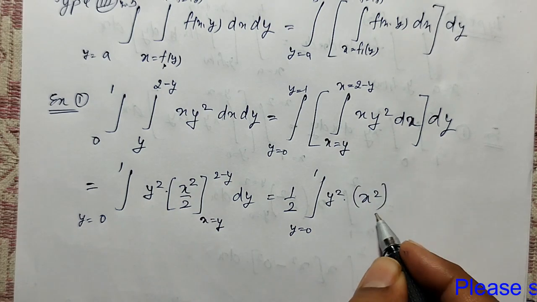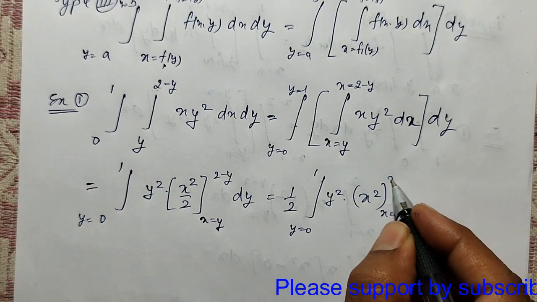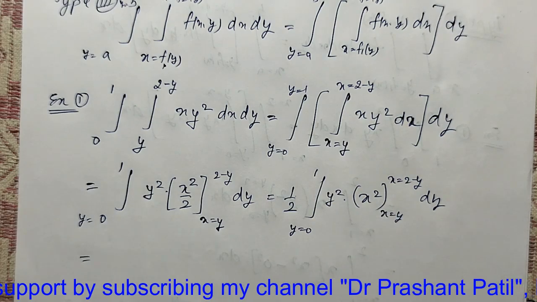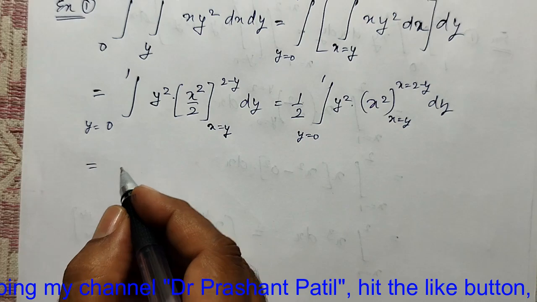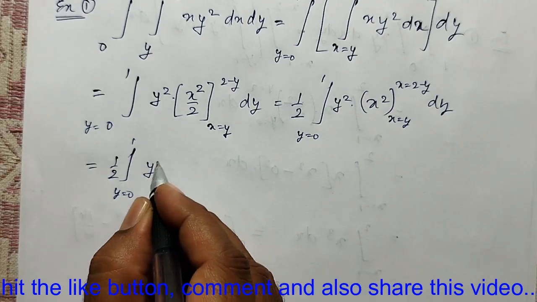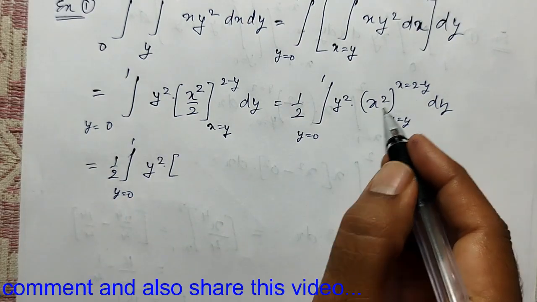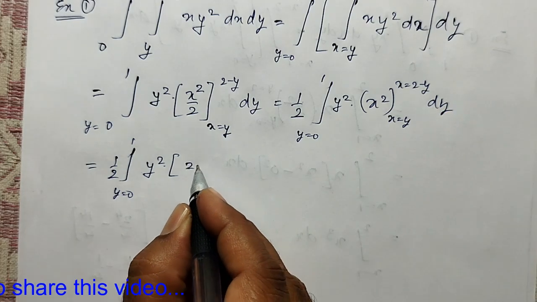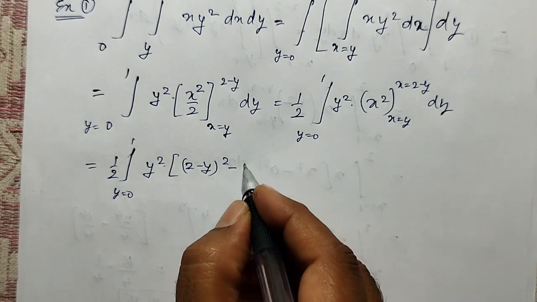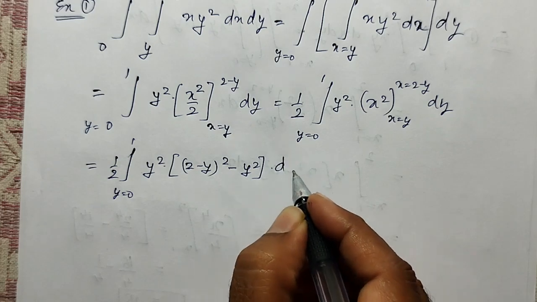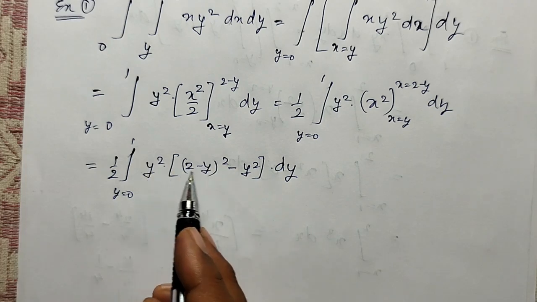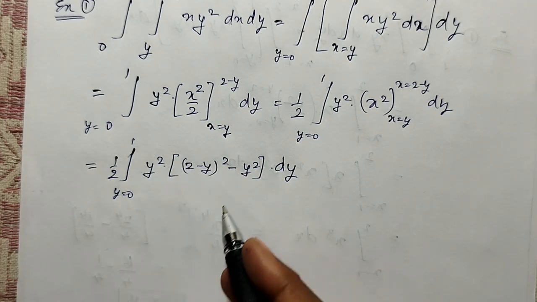For that x square you have to put the limits x equal to y and x equal to 2 minus y, dy. Now substitute upper limit minus lower limit; one extra step I have written to clarify your doubt. 1 by 2 as it is, y equal to 0 to 1 also as it is, y square as it is, upper limit minus lower limit: x is replaced by 2 minus y, the whole square, minus lower limit x is replaced by y, therefore it is y square, into dy. This is not integrable directly because multiple terms are there, y square is going to multiply. Let me simplify this first, then I will integrate with respect to y.